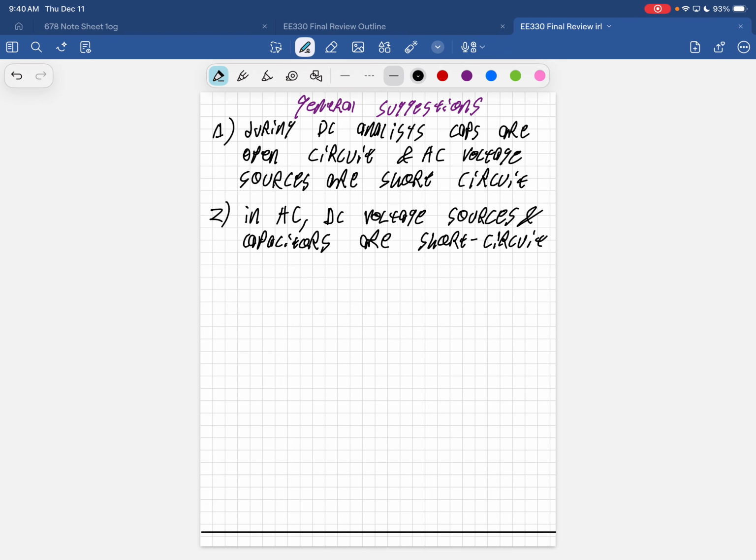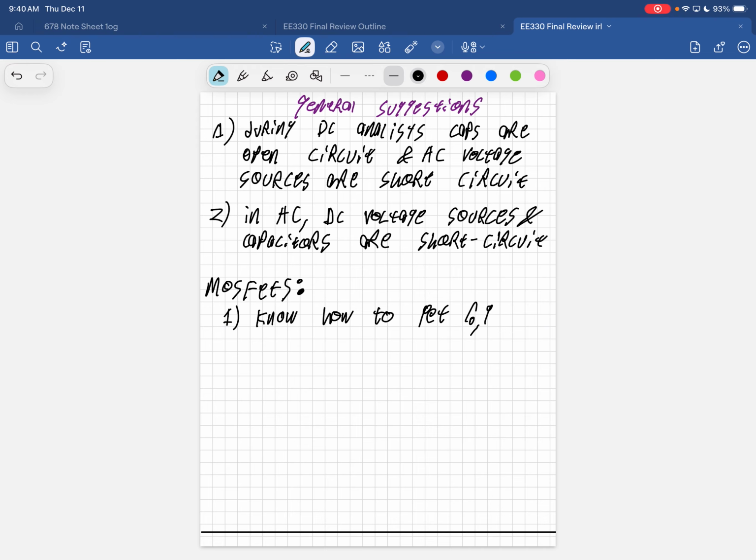And then general things to know about MOSFETs. Number one, know how to get RO. That's like the early voltage resistance, right? Yep, exactly. Early voltage resistance. And I'll mention that later too.